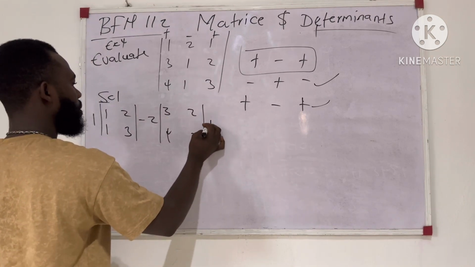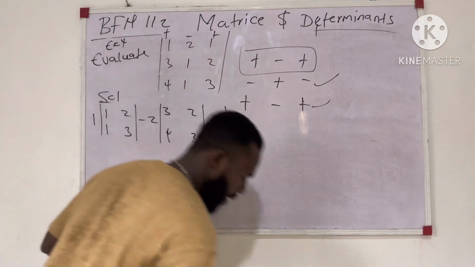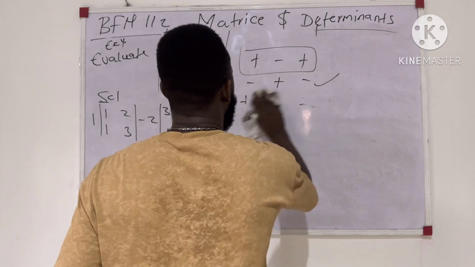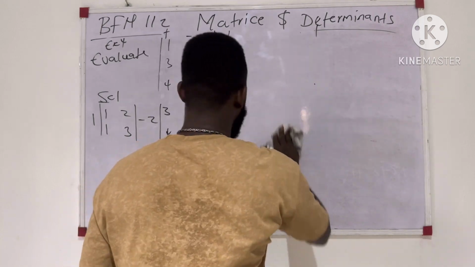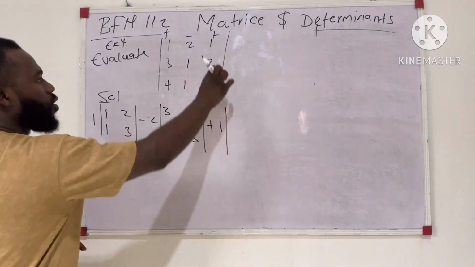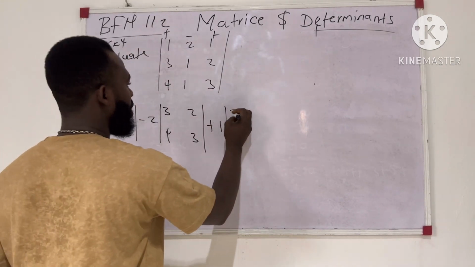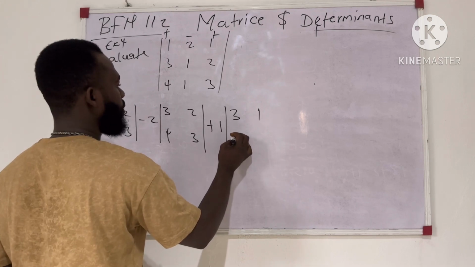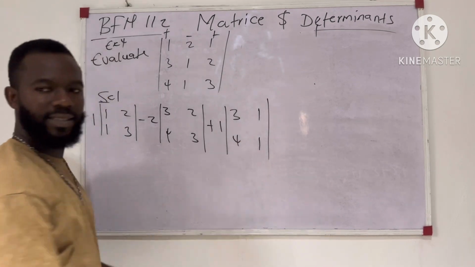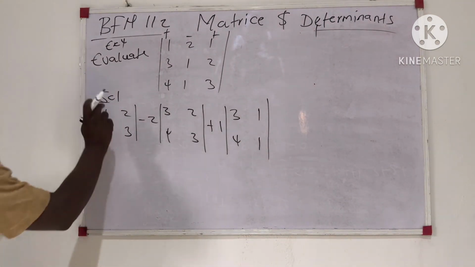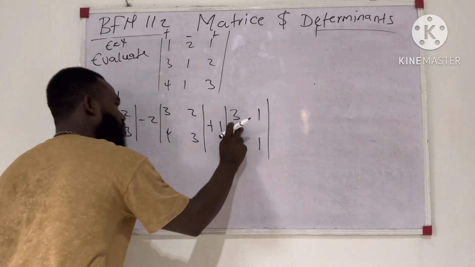What is our last element here now? Plus 1. So without wasting time, when we write plus 1, the elements in its row and column we won't write. So what are we writing now? 3, 1, 4, 1. Yes! Simple. So this is a 2 by 2 determinant, a 2 by 2 determinant, a 2 by 2 determinant.